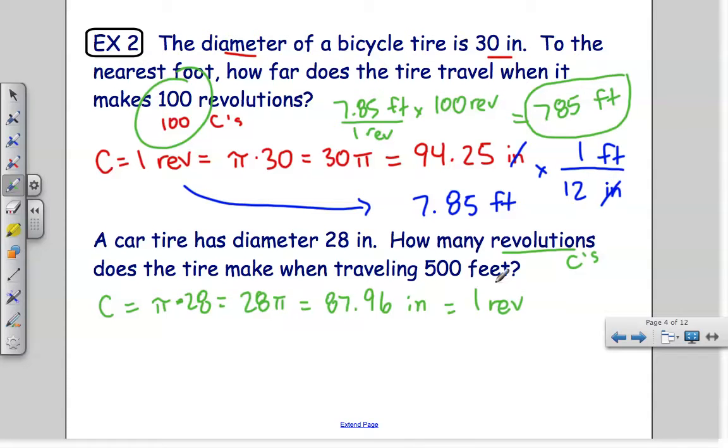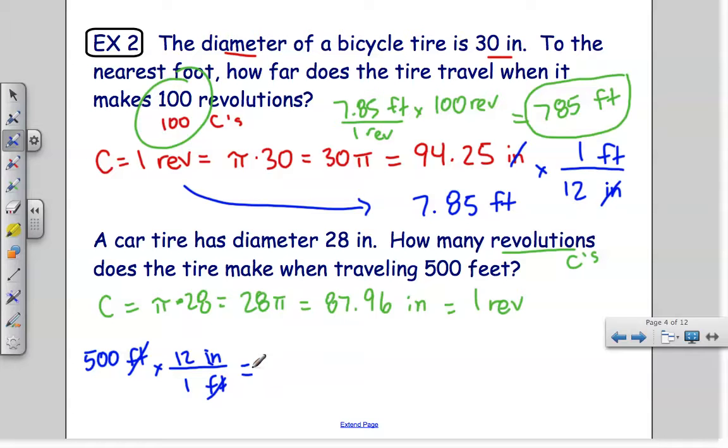Oh, okay. But we're traveling 500 feet. You know what? This time I'm going to go feet to inches. So I want to know how many inches I'm traveling. And I want feet to cancel, so I put that on bottom. Multiply by conversion. I know that there are 12 inches in 1 foot. This is a fraction that equals 1. Feet will cancel.